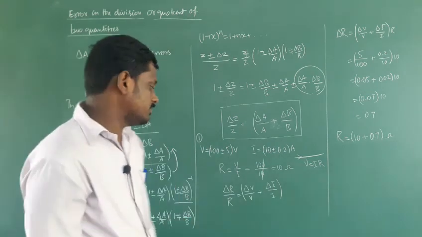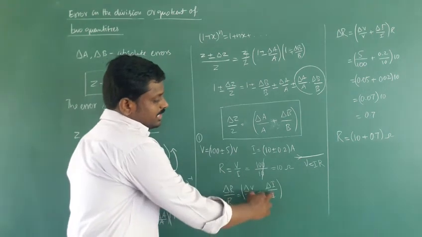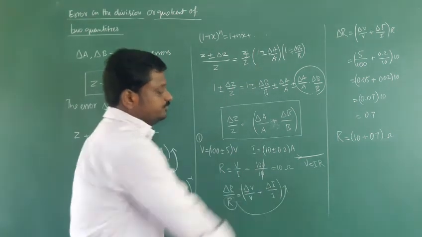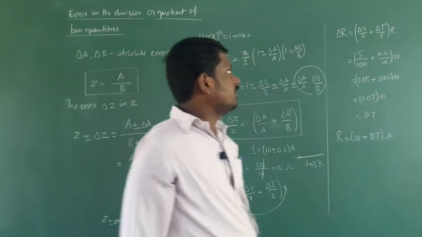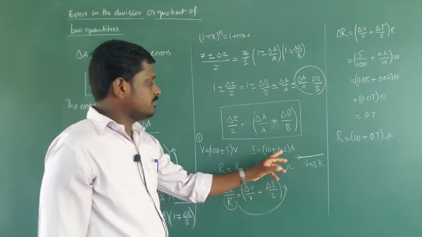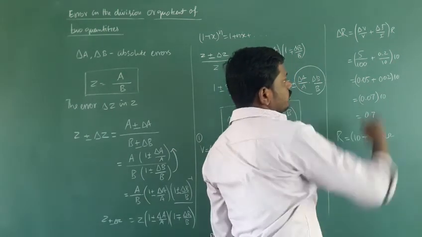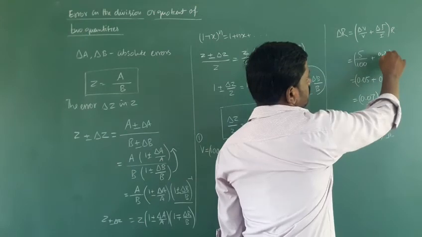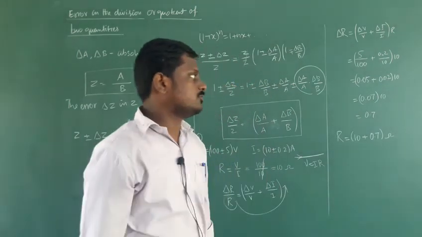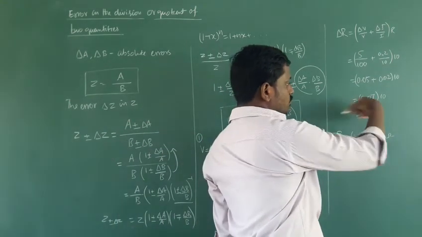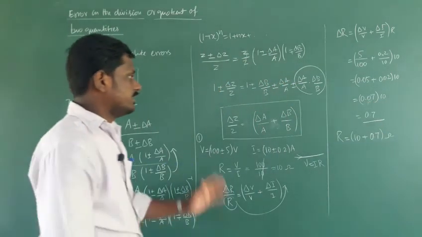So they are asking this in the problems. We need to find delta R. So delta R is equal to R times delta V by V plus delta I by I, with R going to the right hand side. We know R is equal to 10. Then substitute the values: 5 by 100, 0.2 by 10. 5 by 100 is 0.05, and 0.2 by 10 is 0.02. After that, 0.05 plus 0.02 is 0.07. Then multiply by 10, so the decimal point shifts one digit, giving 0.7. This is the error in the result, the resistance.